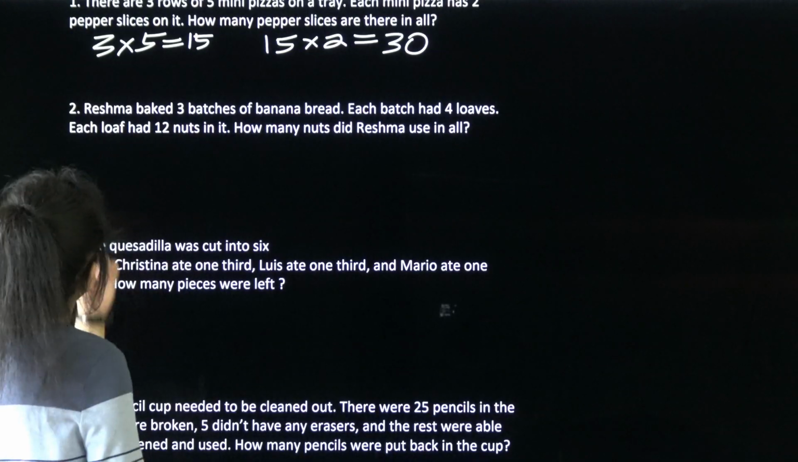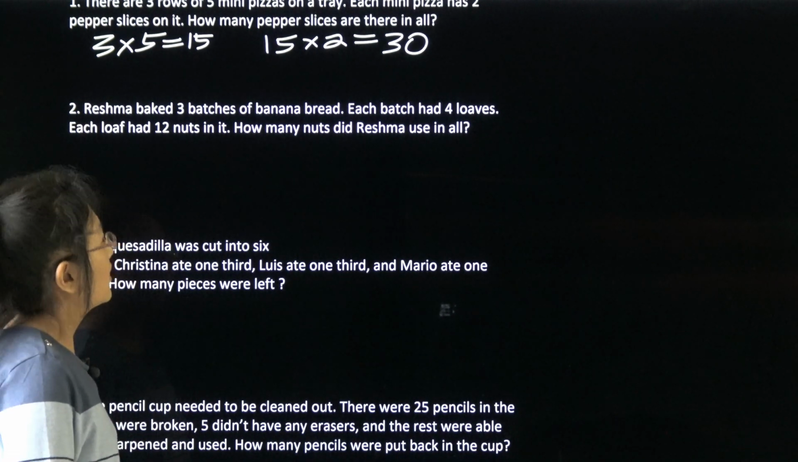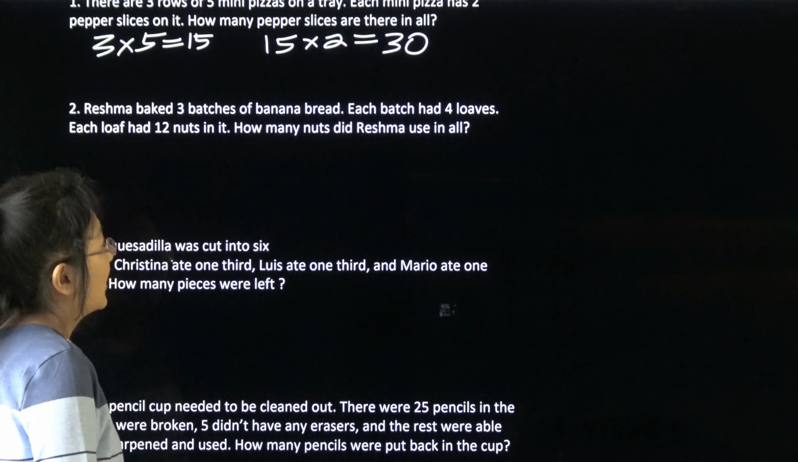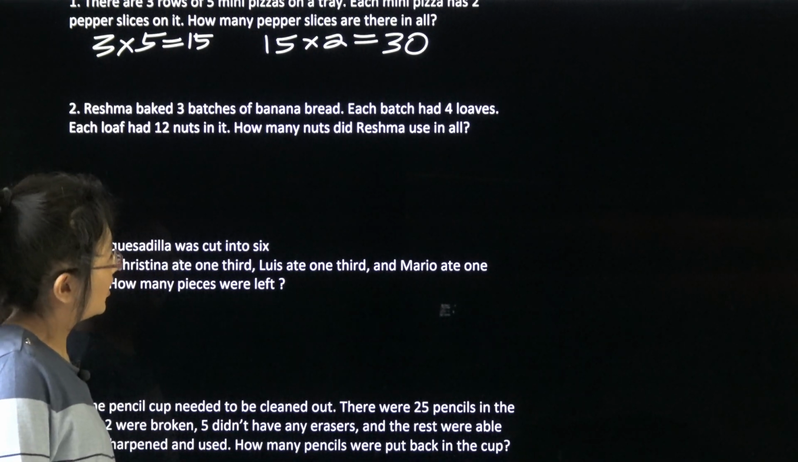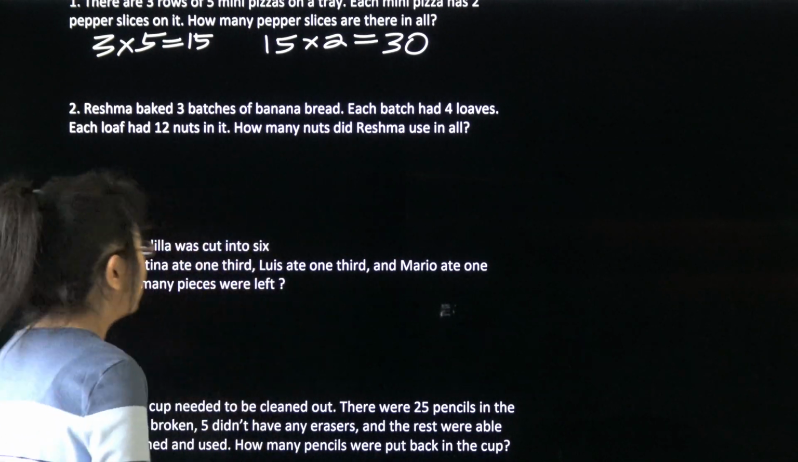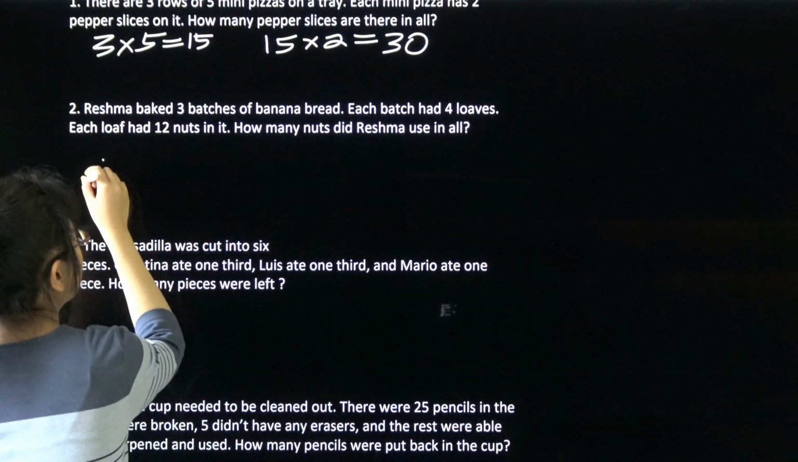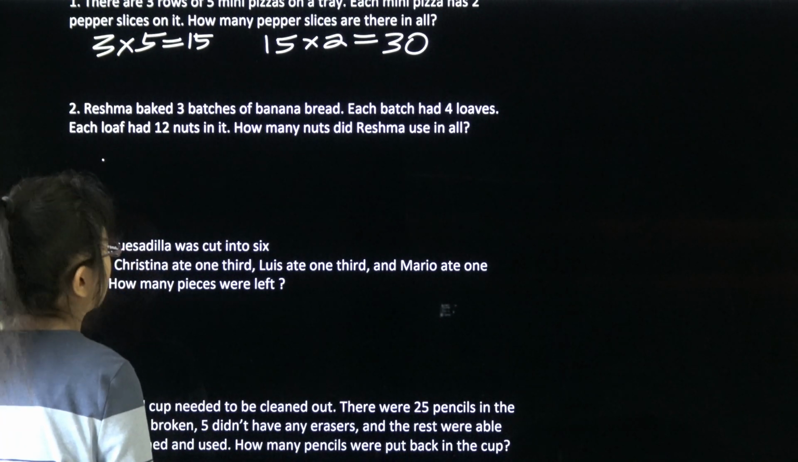So, Reshma baked 3 batches of banana bread. That's a lot of banana bread. Each batch has 4 loaves. Each loaf had 12 nuts in it. How many nuts did Reshma use in all? First of all, that's a lot of banana bread. And these are very small because that's not a lot of nuts.